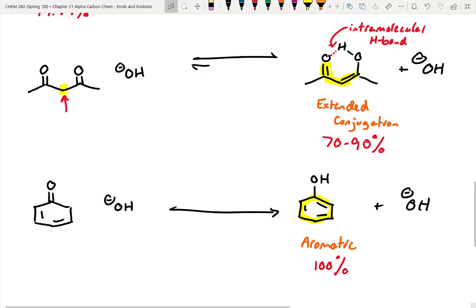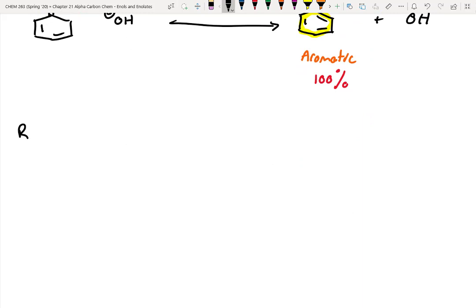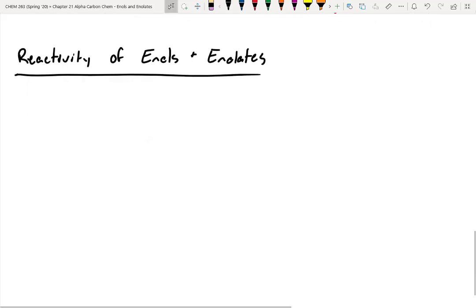All right, so let's take a look at the reactivity of these enols and enolates once we form them, because they can do really interesting chemistry. So let's start off on that. All right, so let's first start with our enol. That's the one that's half alkene, half alcohol. And it's important to remember that it does not have that negative charge. And it would look something like this, just generically.